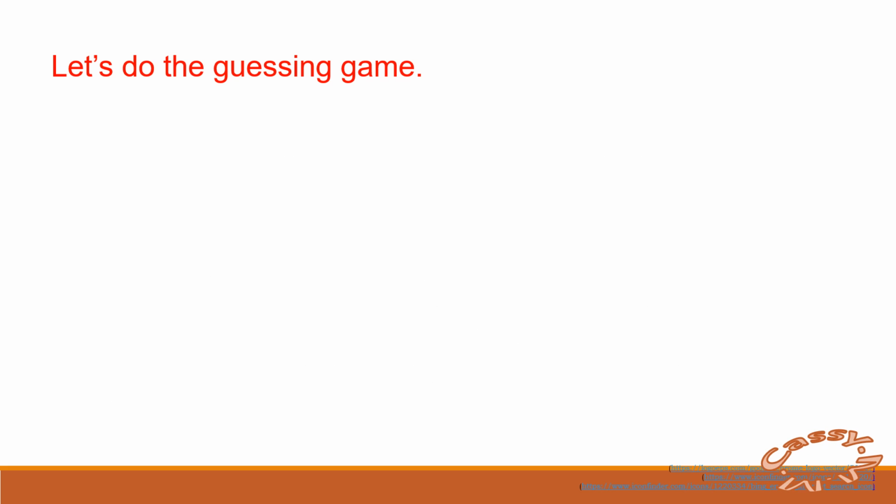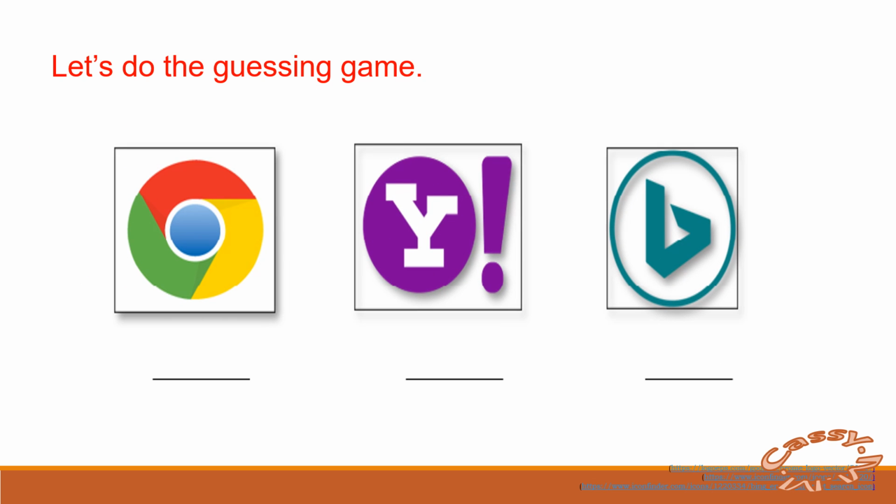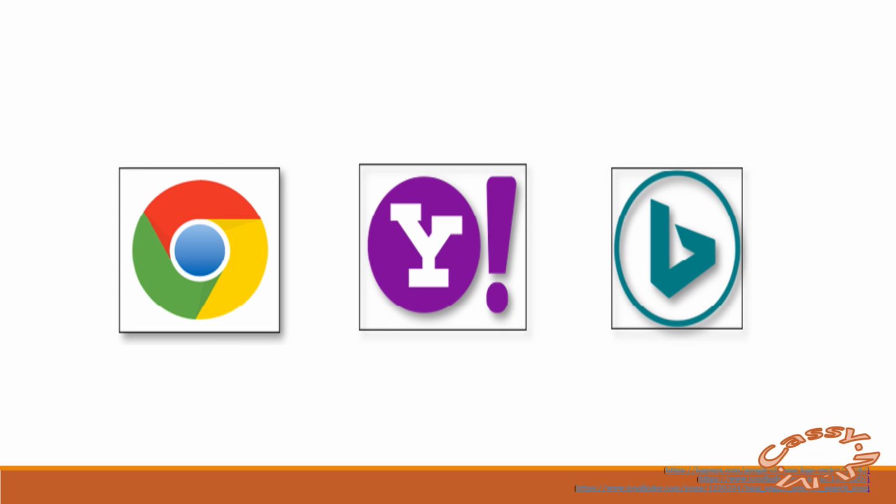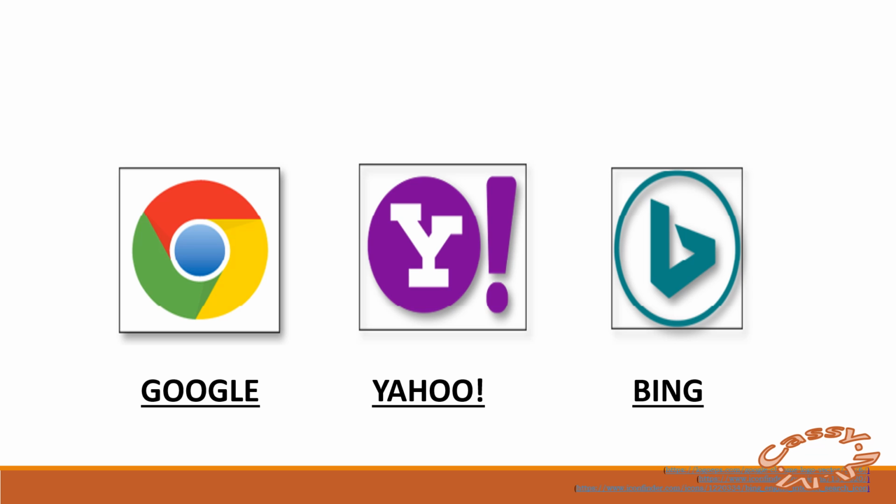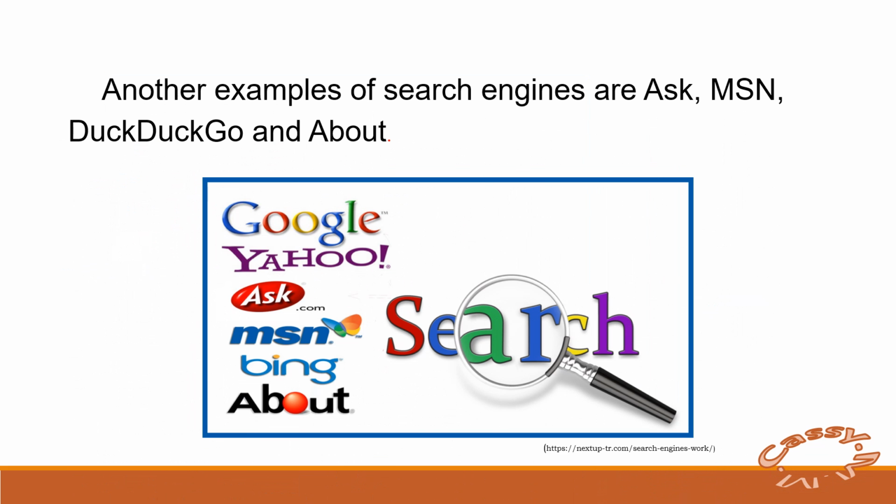Before we proceed with the lesson, let's do the guessing game. Take a look at the following logos or symbols. Can you guess what these are? Right. These symbols or logos are Google, Yahoo, Bing. They are found in the internet and they are commonly used when searching. They are called search engines. Other examples of search engines are Ask, MSN, DuckDuckGo, and About.